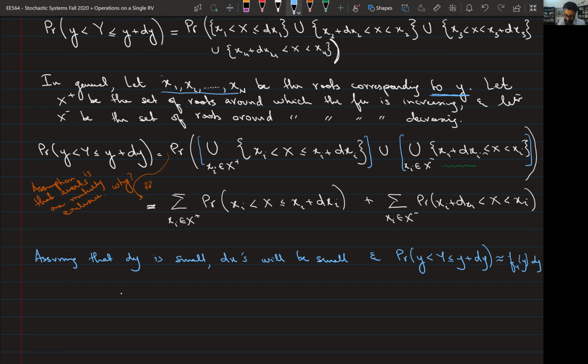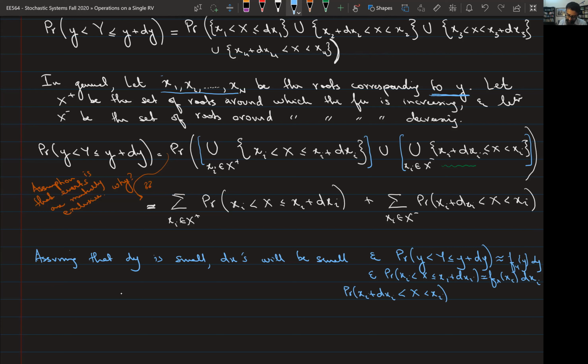And similarly, I can say, what about the probability that xi is less than X is less than or equal to xi plus dxi? This is simply fX evaluated at xi times dxi. And what about this probability, the probability that xi plus dxi is less than X is less than xi?